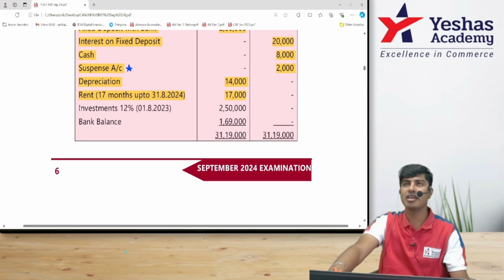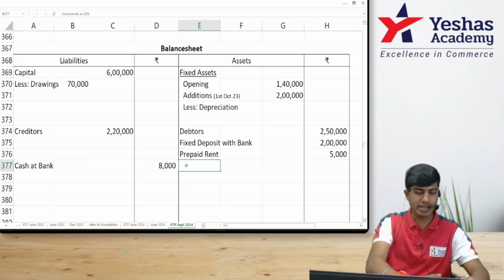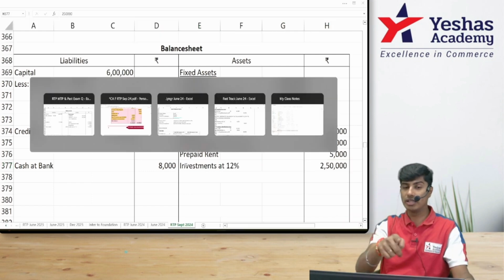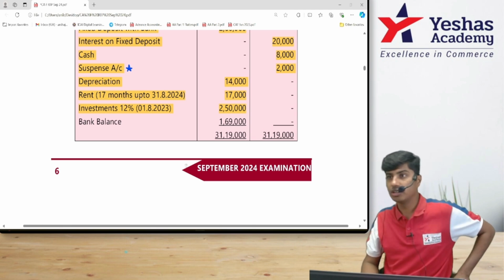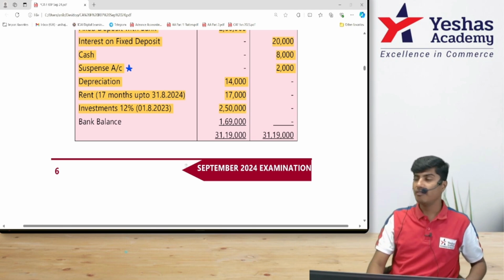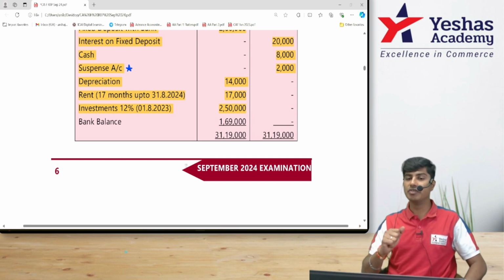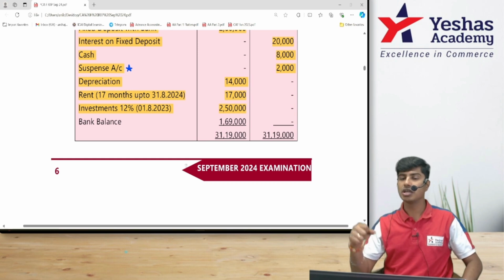Then, yes. What is that? Investments, 12%. How much is investments? 2,50,000. Can I write this as asset? I will write this as my asset in the balance sheet, 2,50,000. On this, interest is 12%. And you purchased it on 1st of August. We should have received interest. We have not received, so it will become income and asset. How much interest will be received? 2,50,000 into 12%. Into how many months?